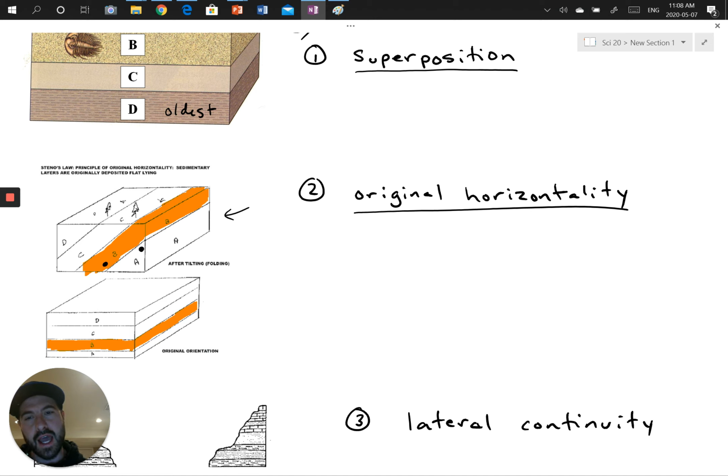We have to say that if we look at the layers as a whole, we know that A was built first. It was originally underneath B. So any object that's in A at all would be older than an object that would be in B. Okay, so that's the second principle.